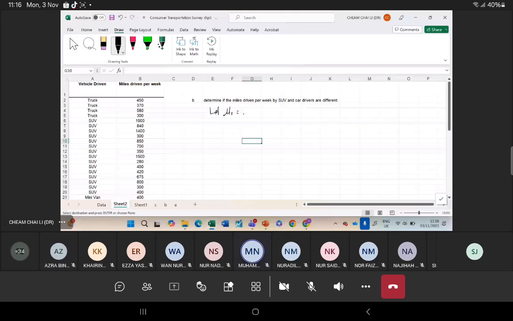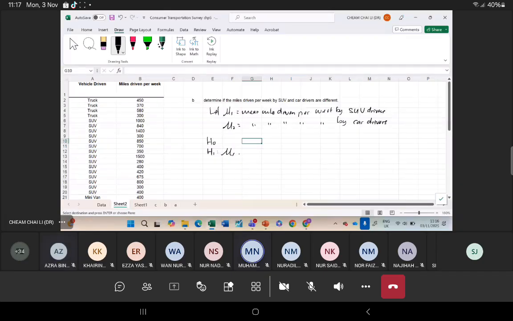Okay, so kita dah define, then you can write your hypothesis. Okay, apa yang kita nak investigate? Determine if the miles driven per week by SUV and car drivers are different. So we want to investigate whether these two are different, in terms of the mean miles driven, right? So I can write mu1 minus mu2 is not equals to 0. So that means they are different.